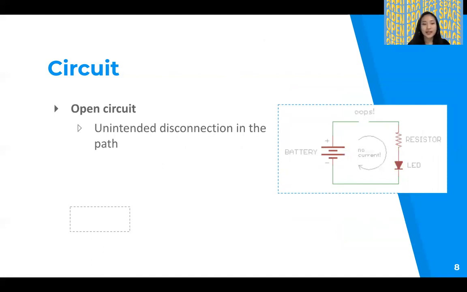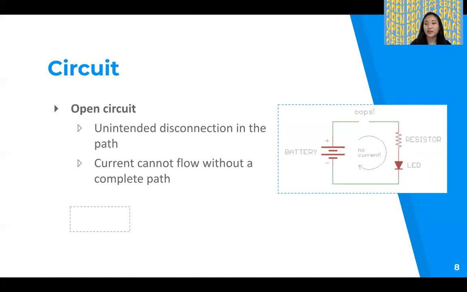Okay, another way your circuit can go wrong is when you have an open circuit. An open circuit is an unintended disconnection in the path. If you have a disconnection in your path, your current will not be able to flow in a complete path anymore, so your electricity will not do anything useful anymore. So will the LED light up in this circuit? Feel free to type in the chat. Spam the chat. Yes or no? Obviously not, because you have a disconnection in your circuit.